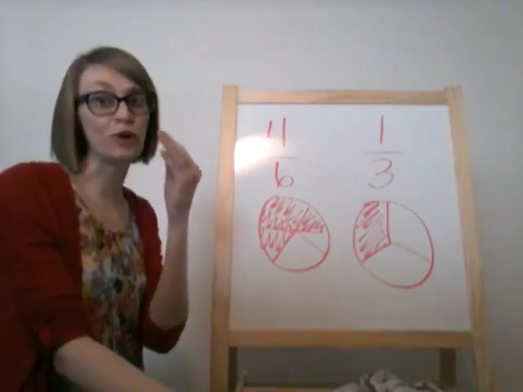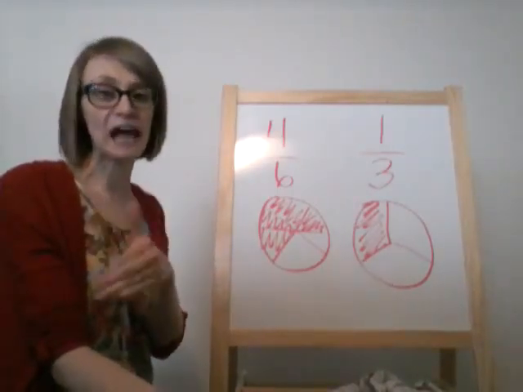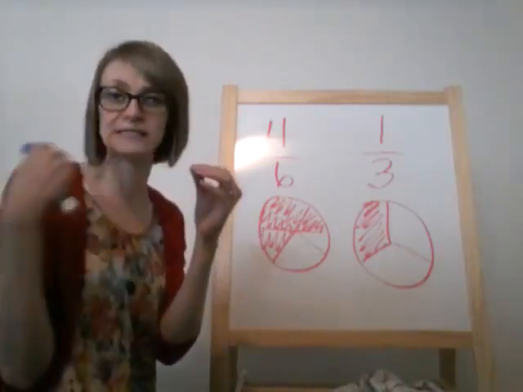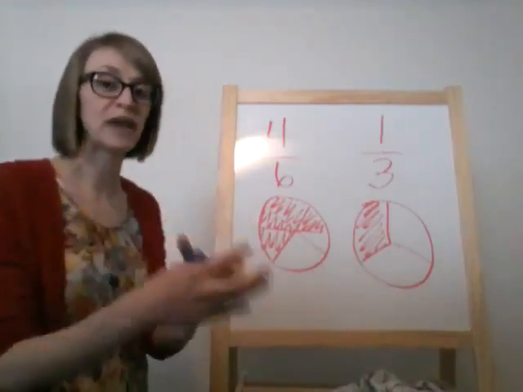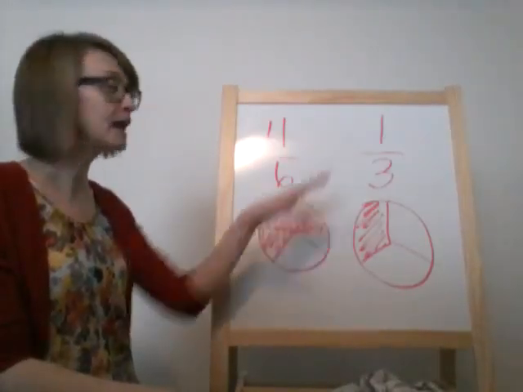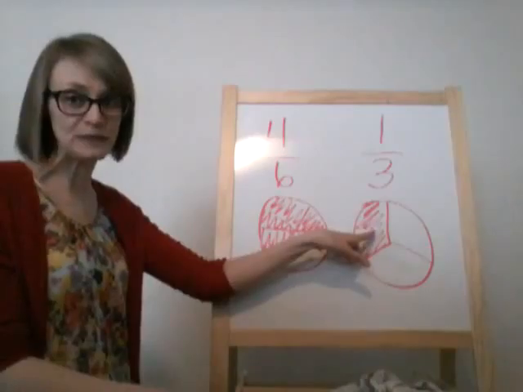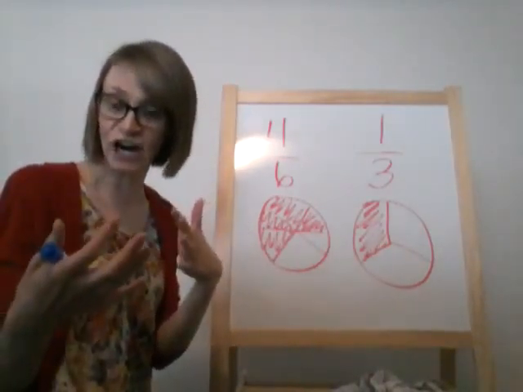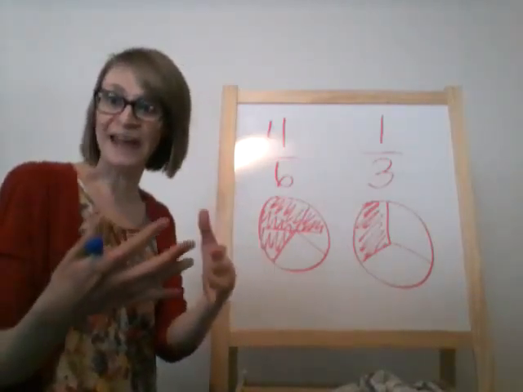Now the top number, as you remember, the numerator, tells us how many of those pieces we're going to be looking at, or we want to take away, or we want to use. So for example, here we're using 1, 2, 3, 4 of these pieces. Here we're using 1 of these pieces. And these are the different things that you need in order to compare your fractions, right?